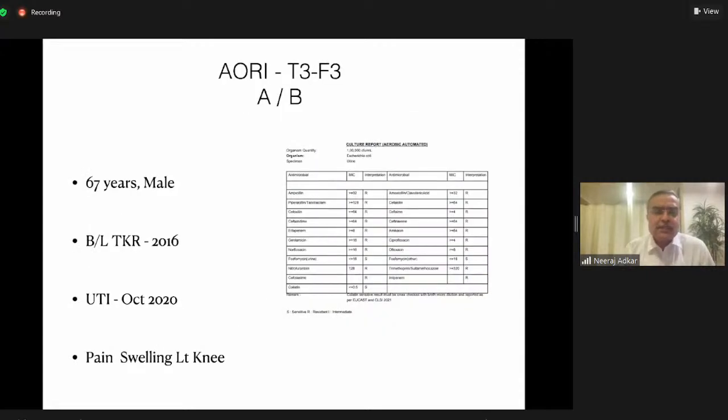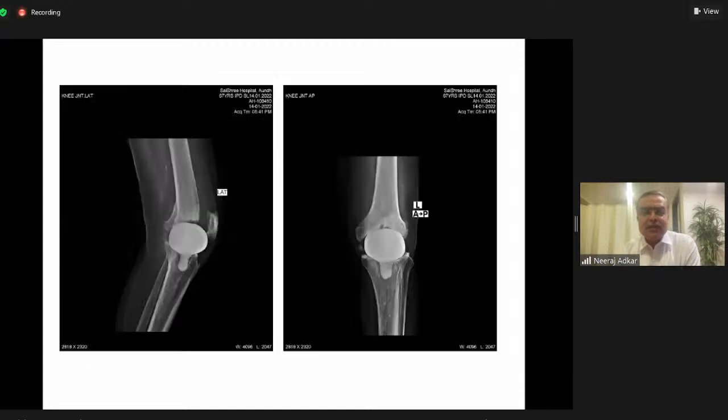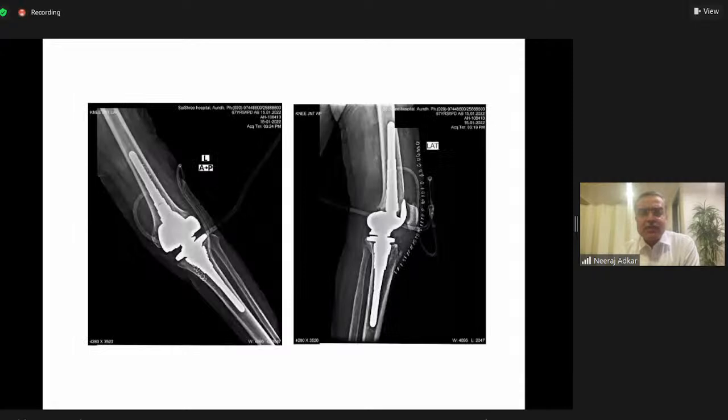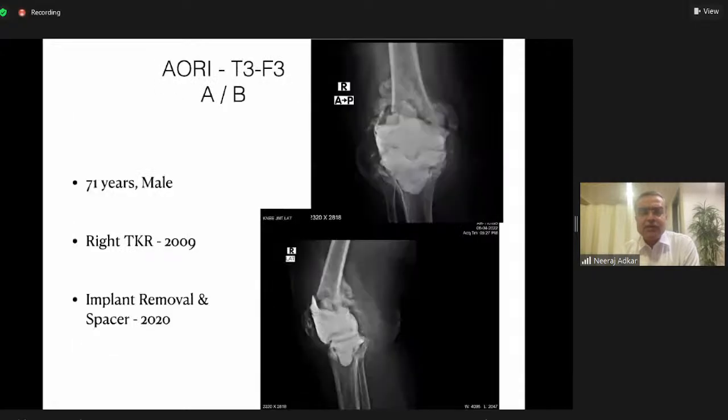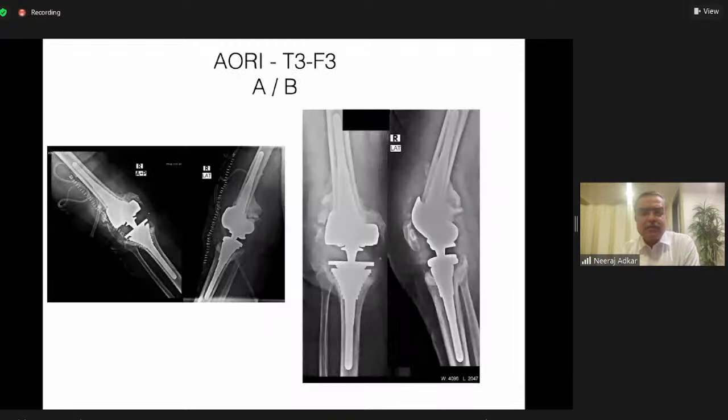So, a 67-year-old male, revision scenario, post-infection, explantation was done somewhere else, and this is how it presented to us. Huge defect on the femoral as well as the tibial side, and with the help of sleeves, we could mobilize him the very next day. Another patient post explantation, treated with sleeves on both sides, femoral as well as tibial.